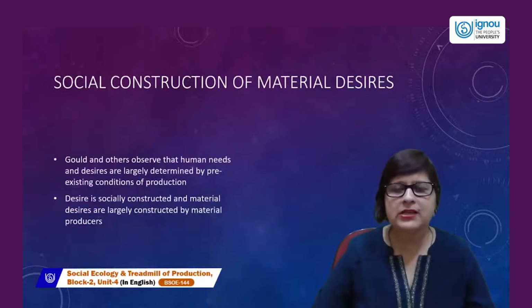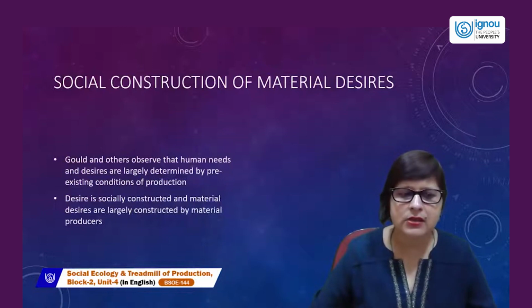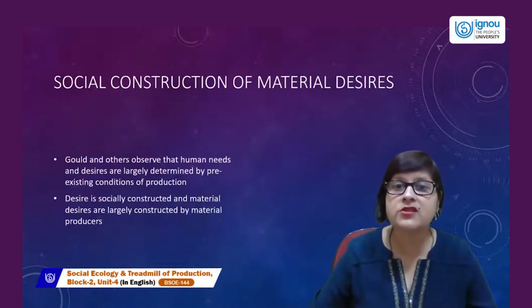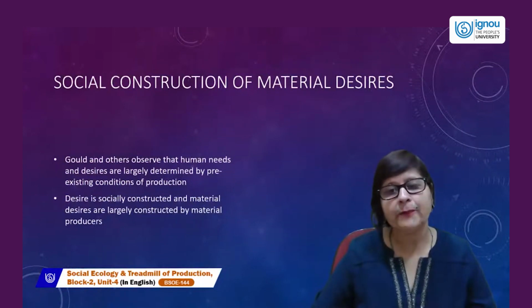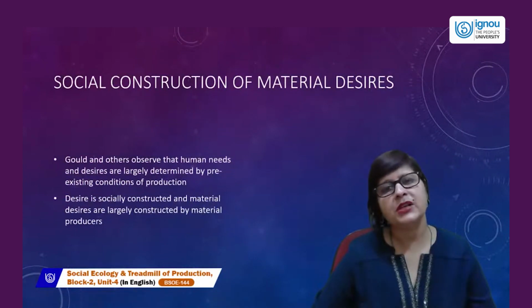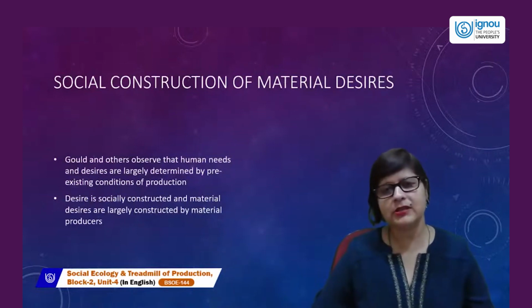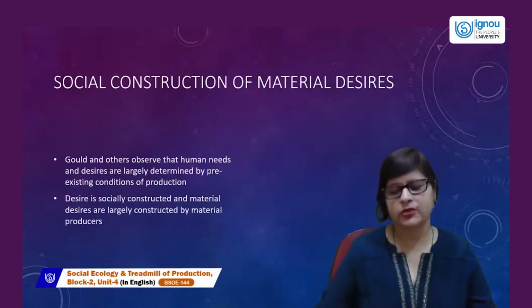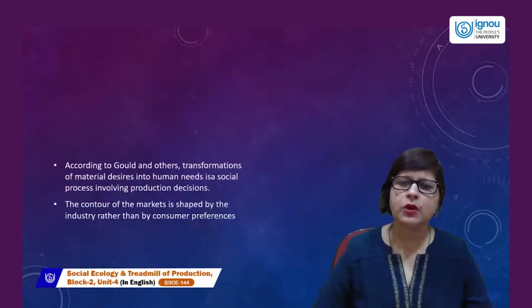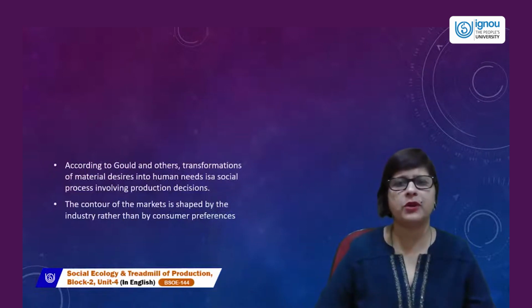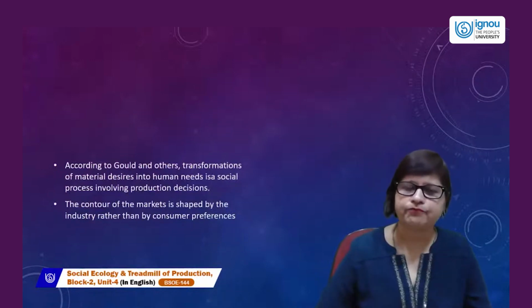So advertisement plays an important role. These material desires are largely constructed by the material producers, right? So it is the material producers and the advertisement agencies which are responsible for the creation of these material desires, and it is the producer who decides what to produce, how to produce, and how much to produce, and the consumer actually plays no role in production decisions, right?